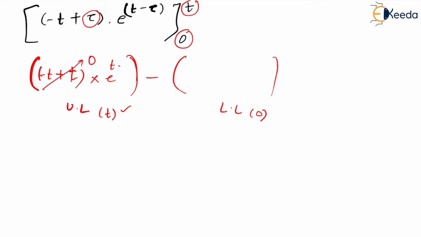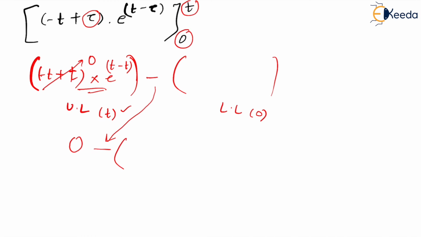For example, e to the power t minus t. So this is 0. 0 multiplied by anything will give you 0 only. This is 0. Now, the minus sign comes down as it is. Then next is going to be the lower limit. The lower limit is nothing but c.